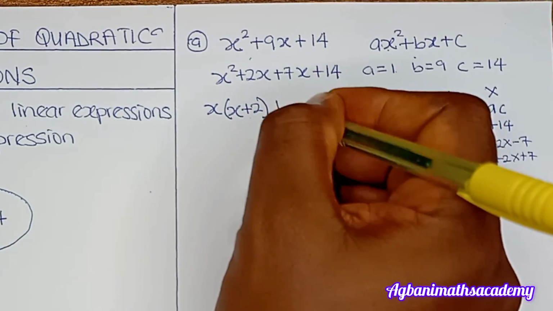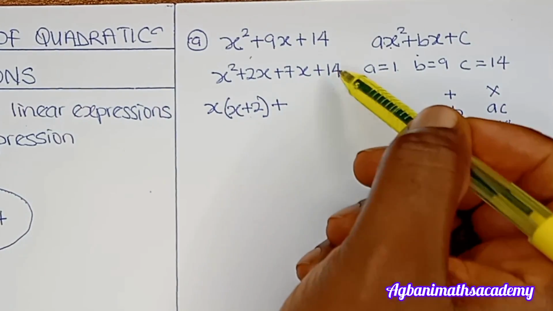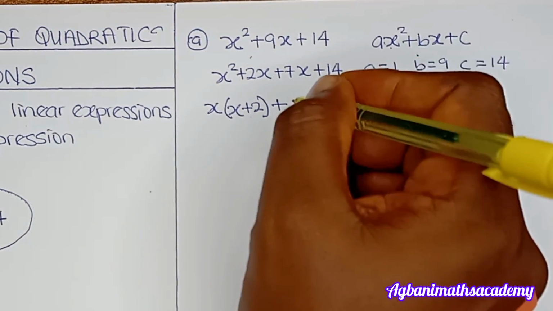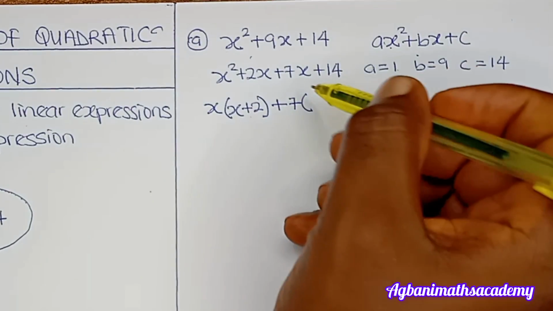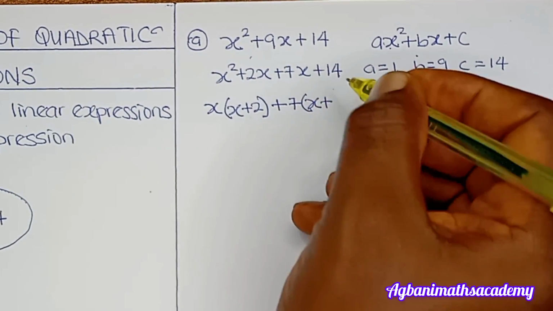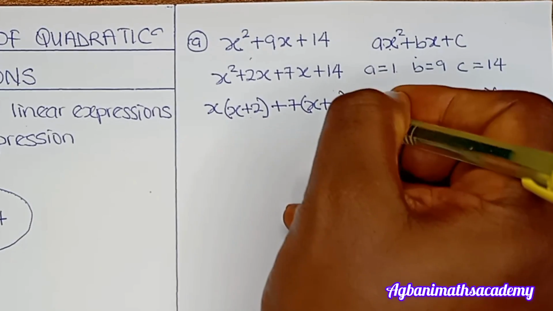We bring the plus sign down. 7x and 14, what is common? What can divide both of them? We know that 7 can divide both of them. So we have 7. 7x divided by 7 will give us x, plus 14 divided by 7 will give us 2.